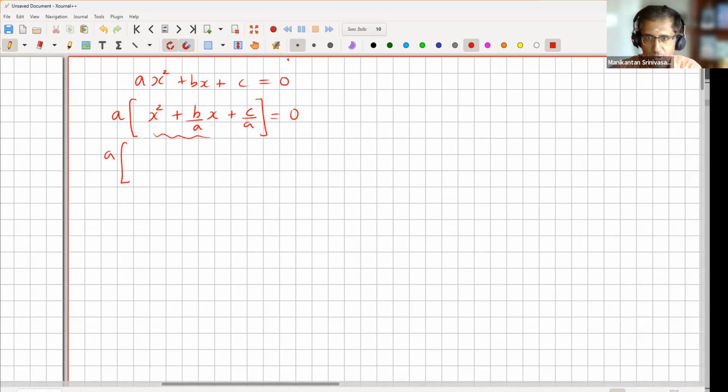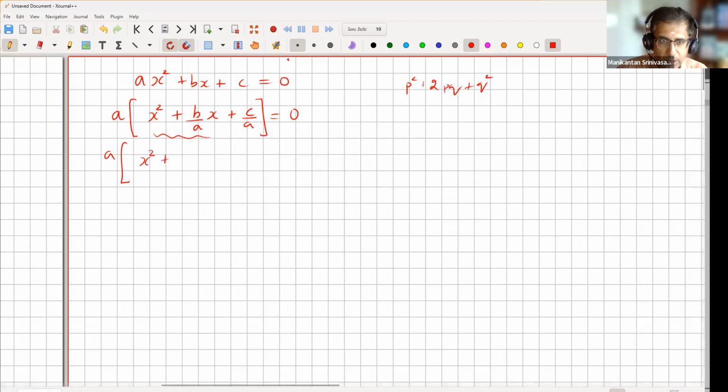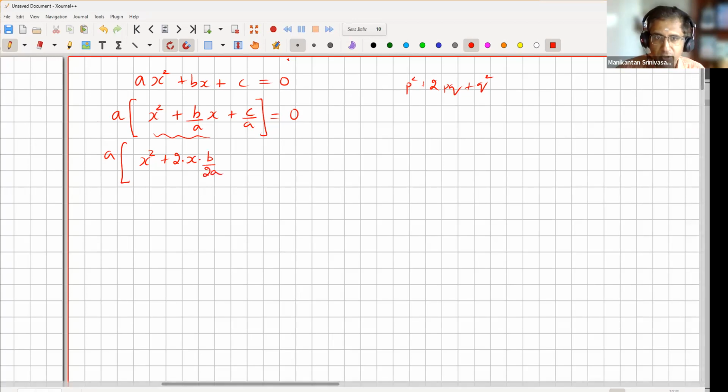Same thing, right? So I want to make an association such that this looks like p square plus 2pq plus q square. So in place of p square we have x square plus 2 times p, which is x. I'm thinking in my mind p, but it's x. And what should my q be? b upon 2a, so that the 2 knocks off to give b by a. So I've discovered my q. So this step is discovering what the q is.